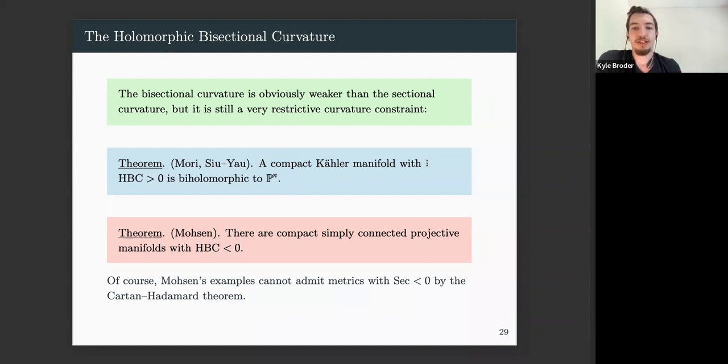Compact with negative sectional curvature, if that was simply connected, that would have to be diffeomorphic to Rn by Cartan-Hadamard, so there would be a contradiction. So such manifolds can't admit metrics of negative sectional curvature.